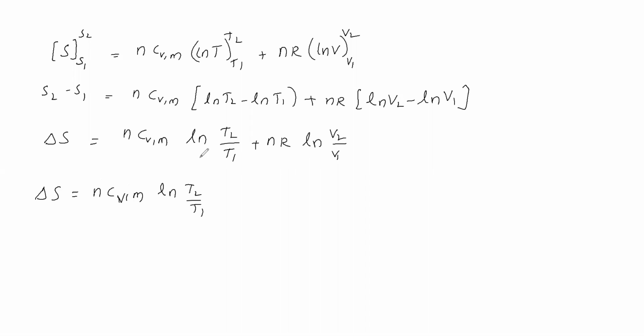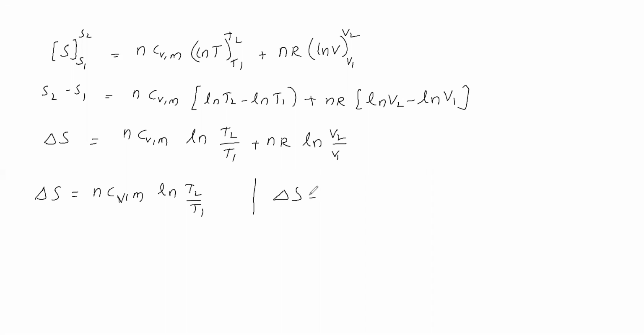If volume is constant, V2 by V1 is 1. Therefore, this term vanishes. Therefore, what is there? n CVM ln T2 by T1 is there, if you take volume as constant. Suppose if you take temperature as constant, T2 by T1 is cancelling, therefore this term is vanishing.